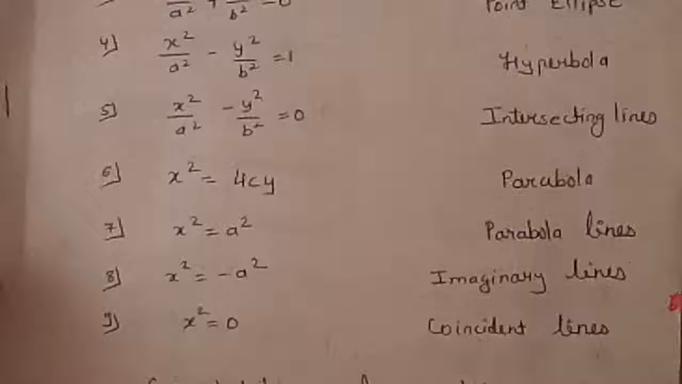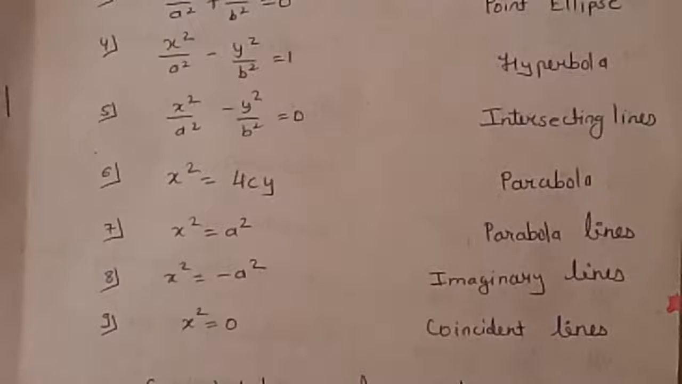Next, if x square is equal to 4cy, then this is the equation of a parabola. If x square is equal to a square, then we say these are parallel lines. If x square is equal to minus a square, then these are imaginary lines. If x square is equal to 0, then these are coincident lines. So if x square is equal to a square, it is parallel lines, if minus a square, then imaginary lines, and if x square is 0, then coincident lines.